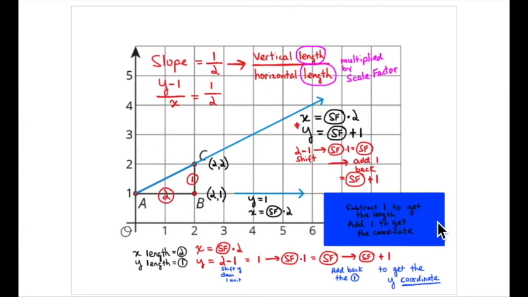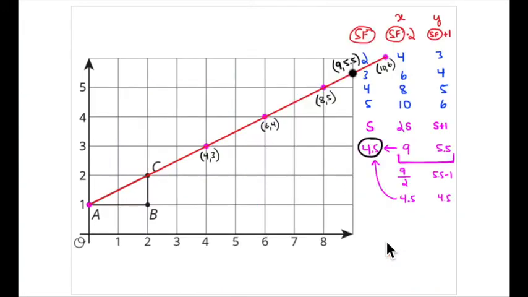So one more time, subtract 1 to get the length. So we subtracted 1 up here to get the vertical length, which gets multiplied by the scale factor, and add 1 to get to the coordinate. So you have to add that 1 back to get to the coordinate. So as we go through these examples, think about that. Hopefully it will begin to make sense to you.